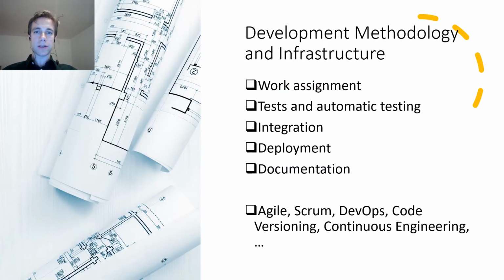They organize their software development using development methodologies and infrastructure. That means that they use good engineering practices in order to work on the work assignment, in order to create tests, to enable automatic testing of their software, to enable the integration of the work that different developers and engineers do, to enable the deployment of the product or part of the product that they develop, and sometimes even to create some documentation. You might be familiar with some of these development methodologies and some of this infrastructure such as Agile, Scrum, continuous engineering idea, and so on and so on.